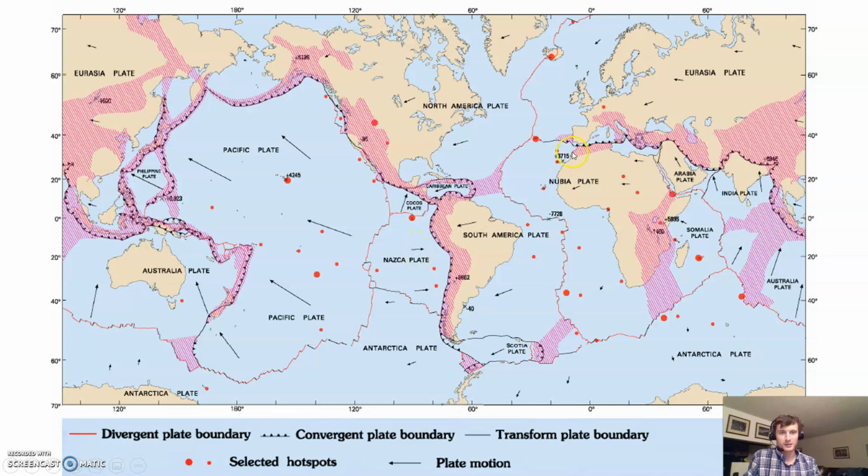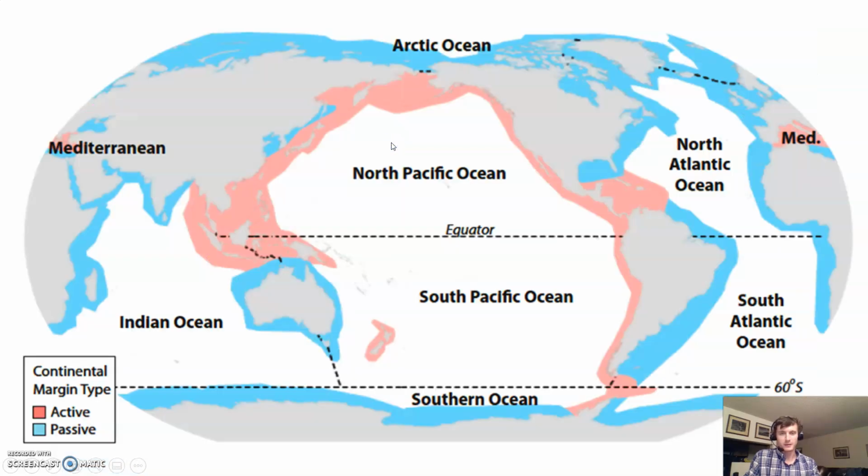Other convergent margins include this one going from Spain all the way over through the Mediterranean and the Alps, all the way through the Arabian Plate, all the way through India down here. Again, we'll cover this in more detail in a bit. So this is our different kinds of margins, just broadly speaking. Red ones are active, blue are passive.